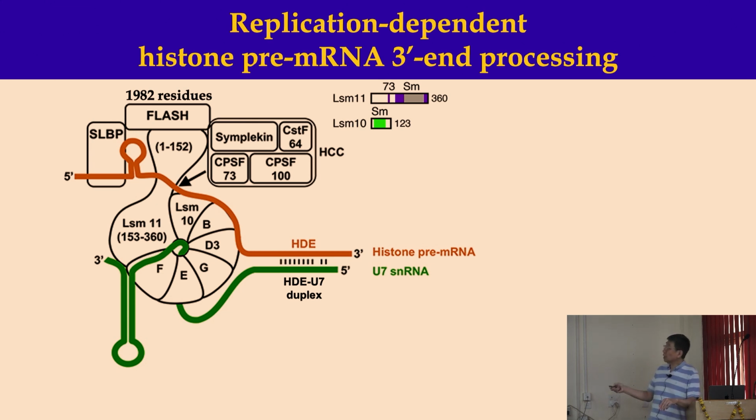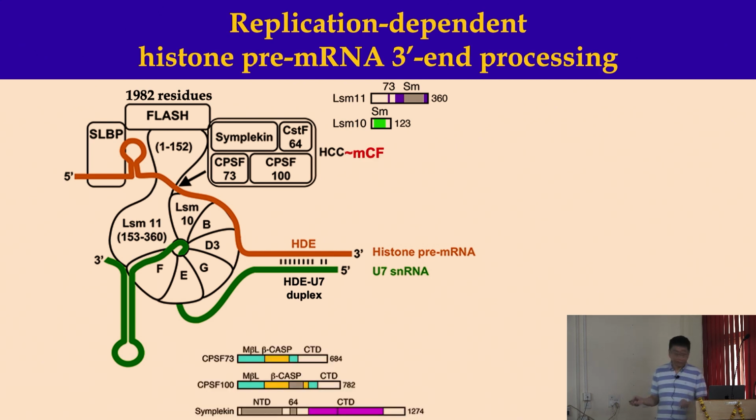And then FLASH in turn recruits HCC. So this is how the whole machinery works. You can say the U7 ring forms, LSM11 reaches out, recruits FLASH. FLASH in turn recruits HCC, and the RNA gets formed in the duplex, and the whole thing assembles. Okay? Does that all make sense? All right. So that's sort of the idea. And HCC is the same as CPSF73.